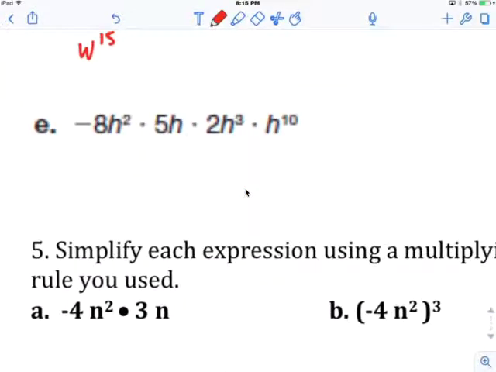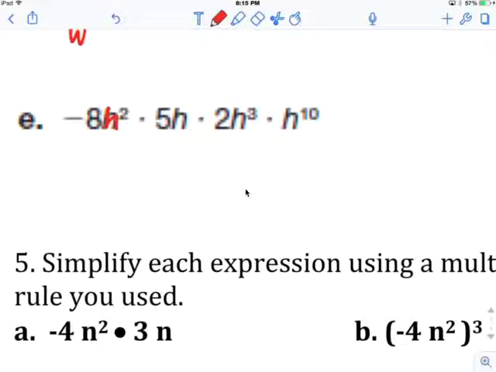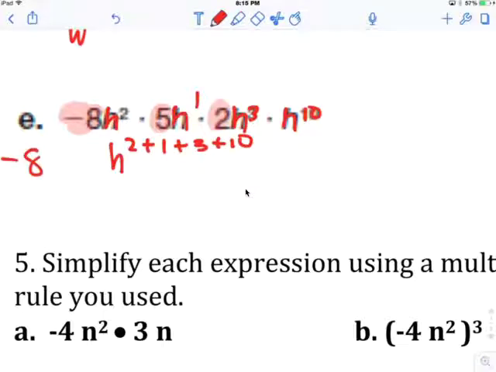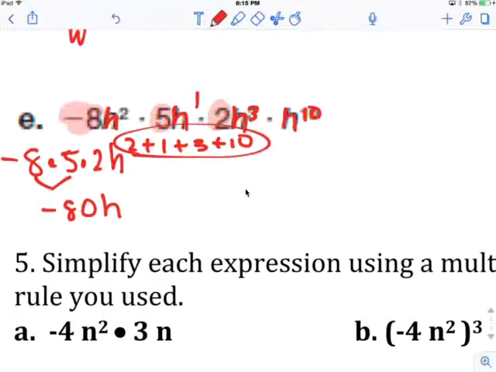No parentheses, we just add them up, add them up, add them up, add them up. H to the 2nd, H to the 1st, add the 3, add this 10. Okay? And then these bases are not the same right here. None of them are. Negative 8 times 5 times 2. Multiply them. 40. Negative 40 times 2 is negative 80. H to the, add these all up. 16. That's your answer there.